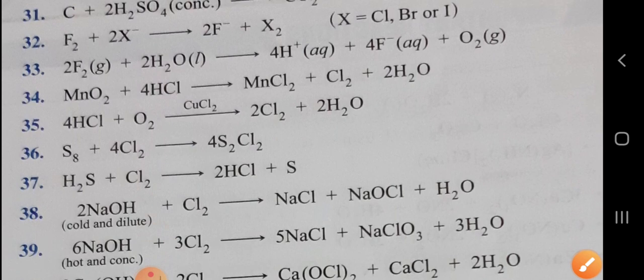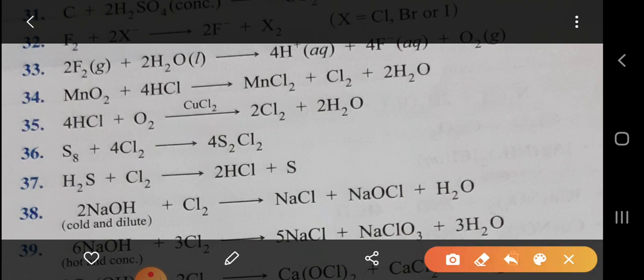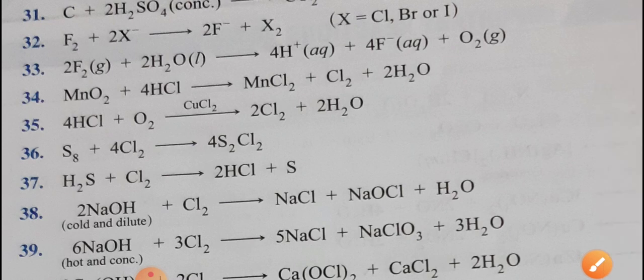Equation number 32. Here the F2, which is a strong oxidizing agent, oxidizes another halogen. It can be chloride, bromide or iodide, and itself gets reduced. F2 reacts with water and releases H plus ion, and oxygen gas is also removed, and the H plus ion and F minus ions combine together and form HF later on.